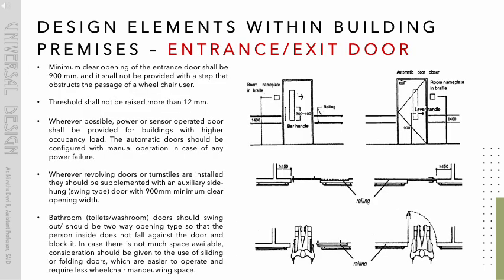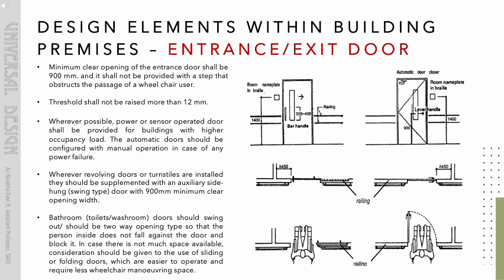Minimum clear opening of the entrance door shall be 900 mm, and it shall not be provided with a step that obstructs the passage of a wheelchair user. Threshold shall not be raised more than 12 mm. Wherever possible, power or sensor-operated door shall be provided for buildings with higher occupancy load. The automatic doors should be configured with manual operation in case of any power failure.